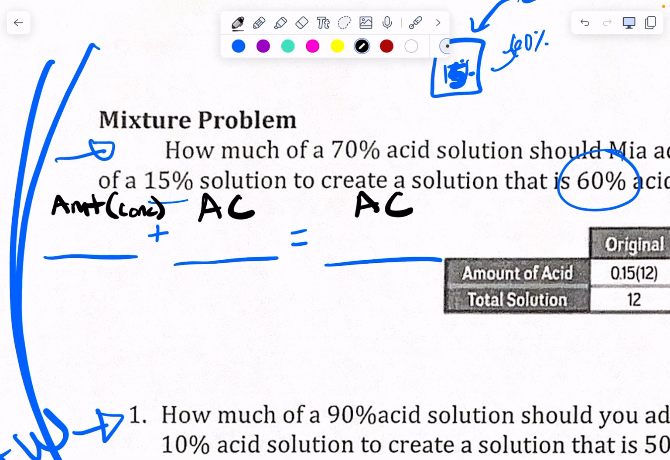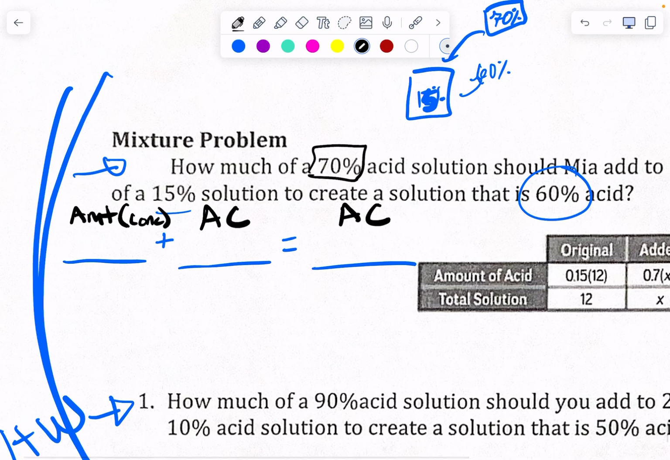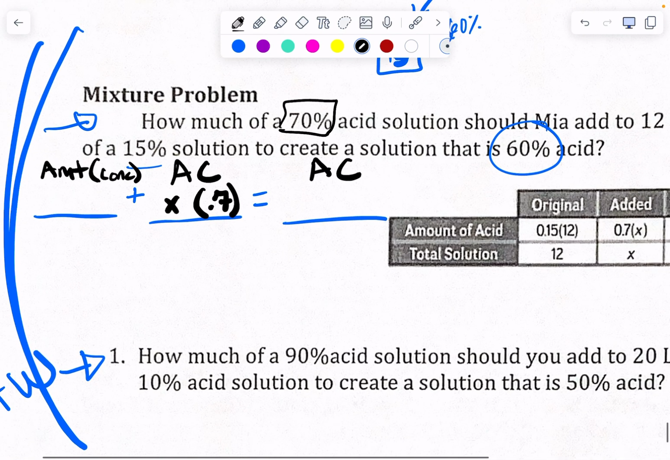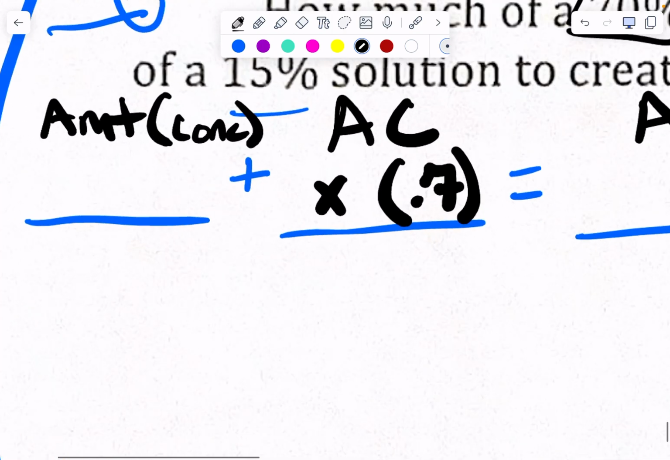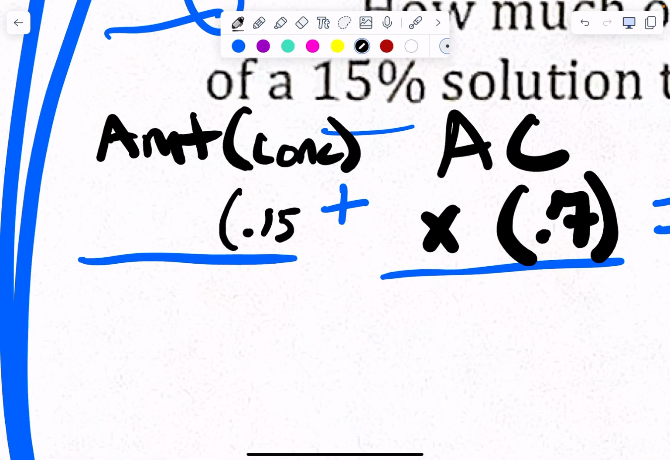Okay, let's write down what we know. I know that I am adding 70% acid solution. I am adding my 70%, so I'm going to put 0.7 in the concentration for the second one. Got it? 70% is 0.7, true? I don't know how much I'm adding, so I'm going to say X is the amount, right? X is my variable. I don't know how much I'm adding. That's what we're trying to solve for, okay? How much should we add to a 15% solution? Where does the 15% go? Concentration of the first one, that's 0.15, concentration, okay?